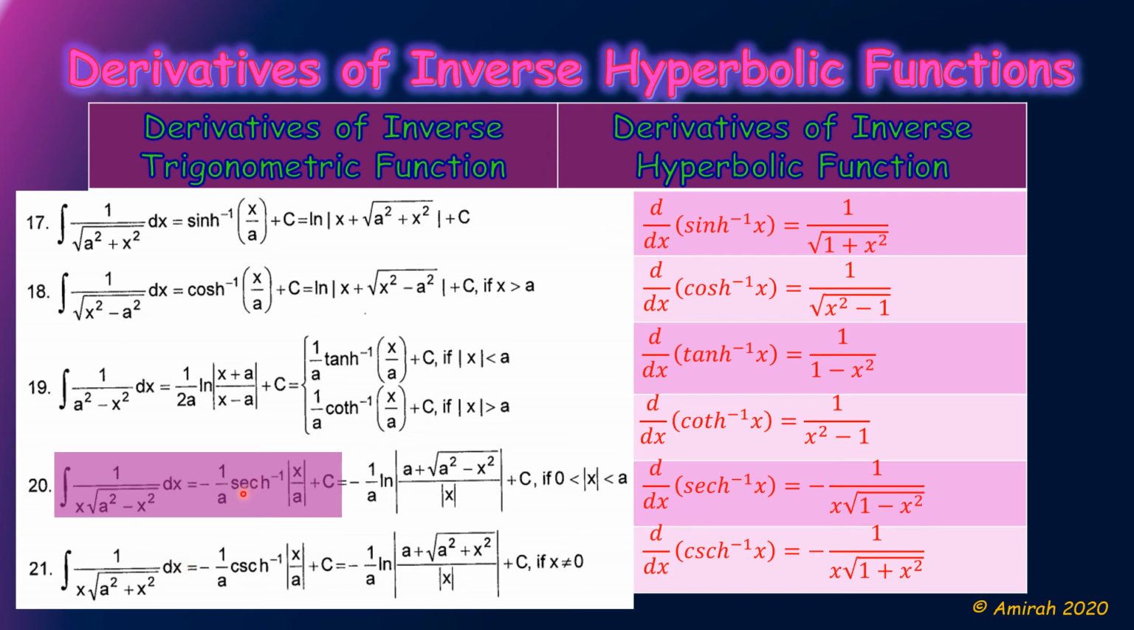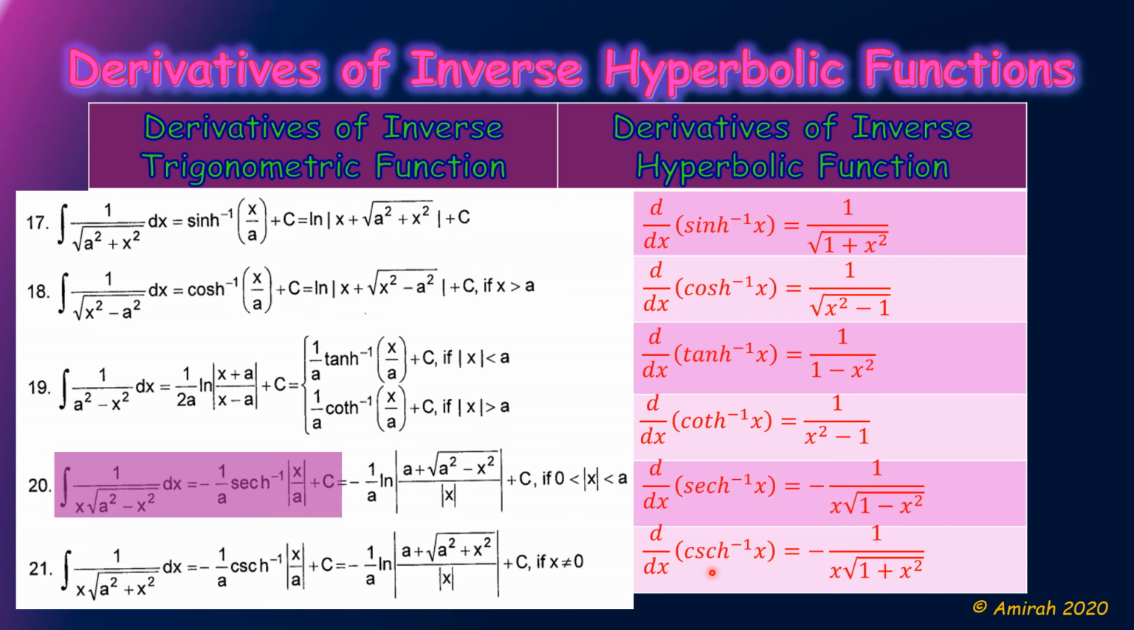Then to find the formula for inverse sec x, we can refer to formula number 20. Again, we replace a by 1, and we move the integration symbol to the right hand side, so we have the derivative formula. When we differentiate negative inverse sec x, it becomes 1 over x square root of 1 minus x squared. But that one is when we differentiate negative. So we can move the negative to the left hand side, so we have the derivative of inverse sec x equals negative 1 over x square root of 1 minus x squared.